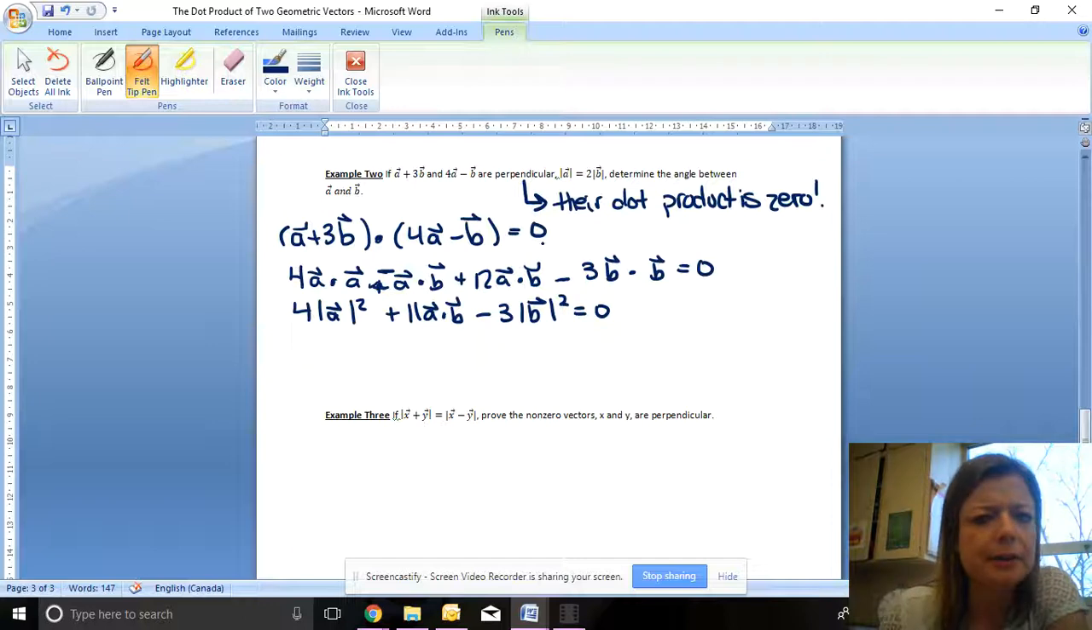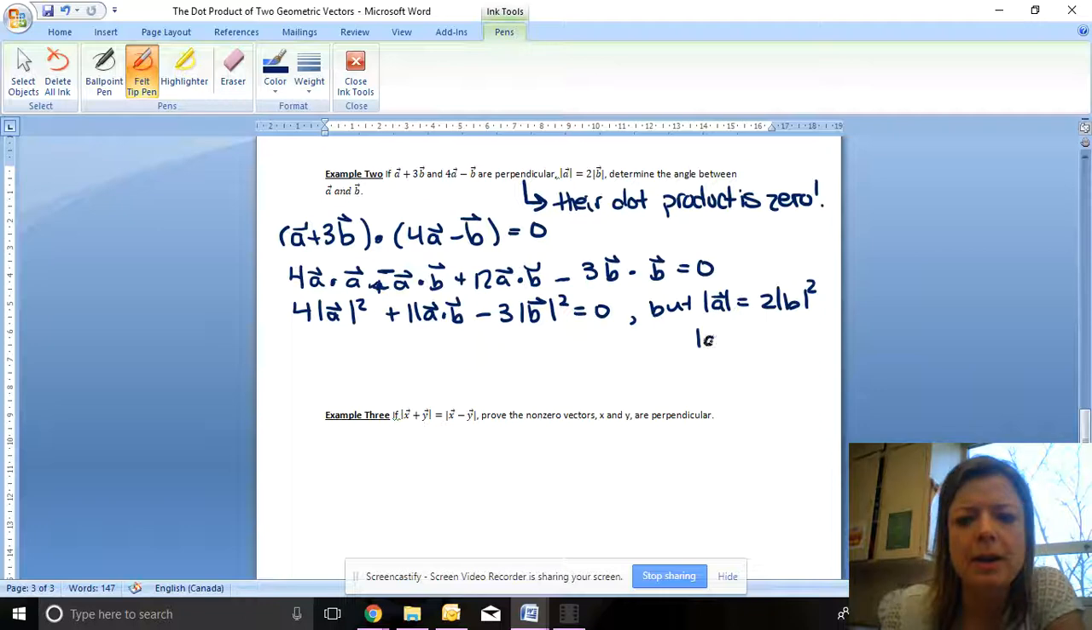But remember that the magnitude of A is equal to the magnitude of 2 times B. So the magnitude of A squared is equal to 4 times the magnitude of B squared, if you square this whole thing. So instead of an A squared there, I can put in 4 times the magnitude of B squared instead.